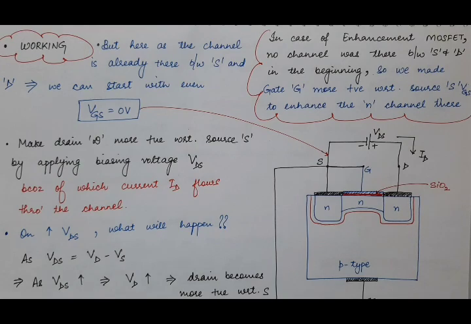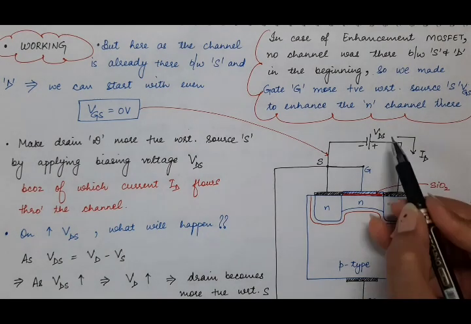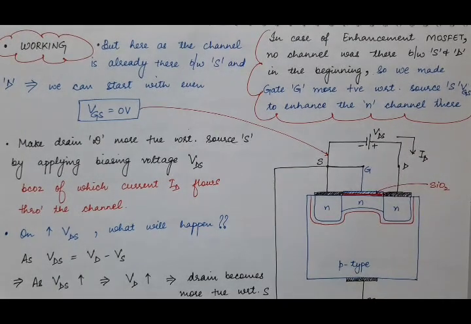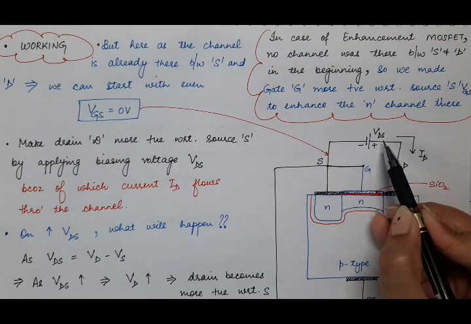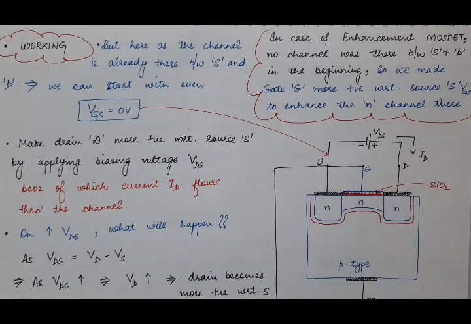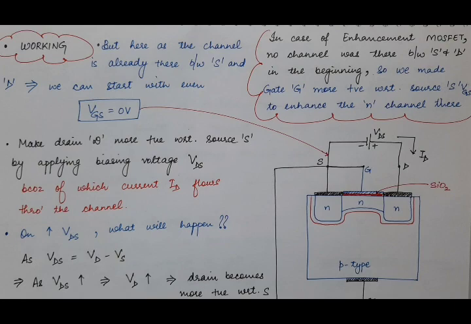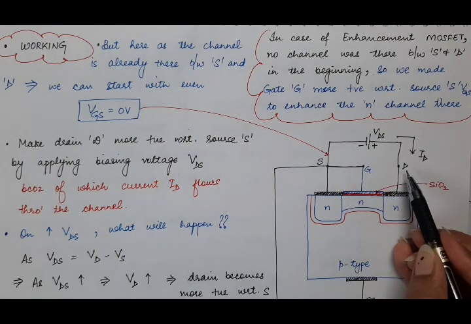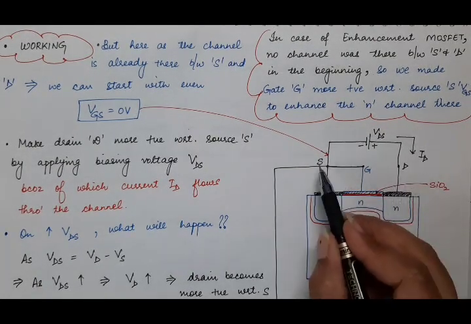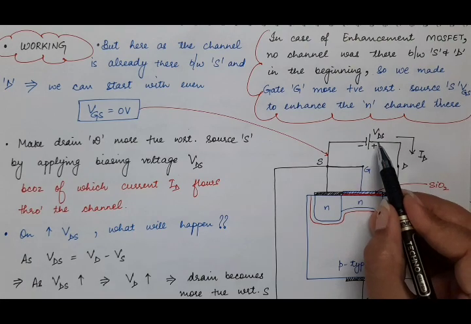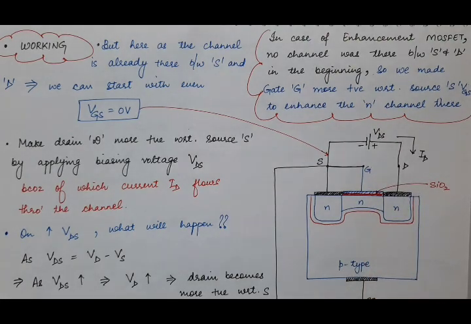Now we'll see what will happen if we increase this VDS. When you increase VDS, what does this mean? It means you are increasing the potential difference between drain and source, or you can say that you are making the drain terminal more positive with respect to the source. And if the drain is becoming more positive with respect to source, it means on increasing VDS, this drain terminal will attract more and more electrons. It means drain current will increase.